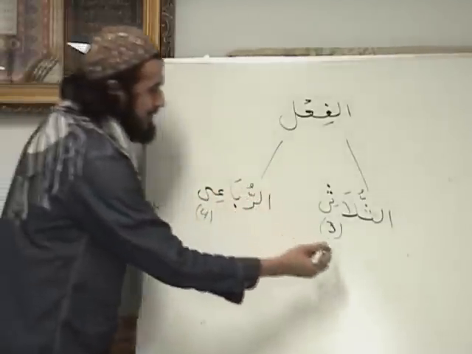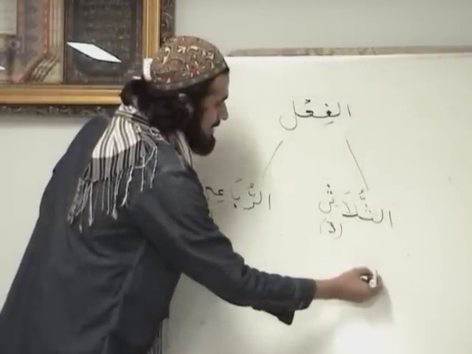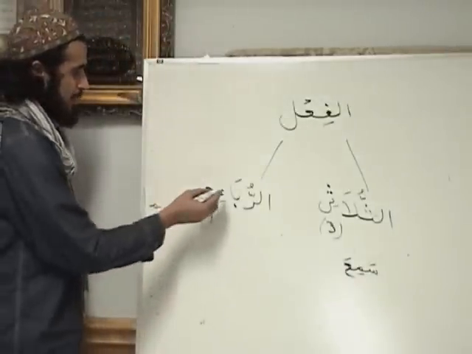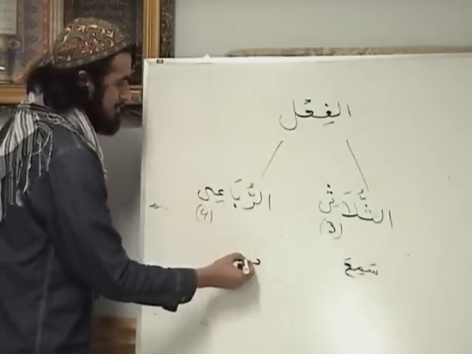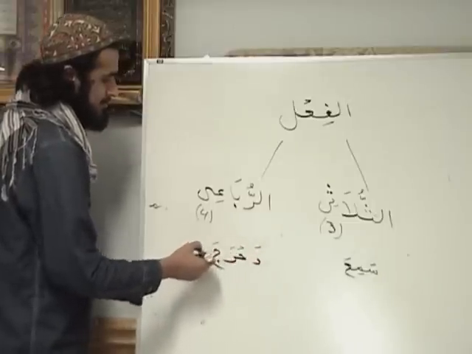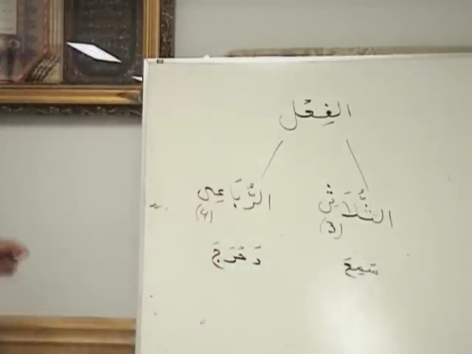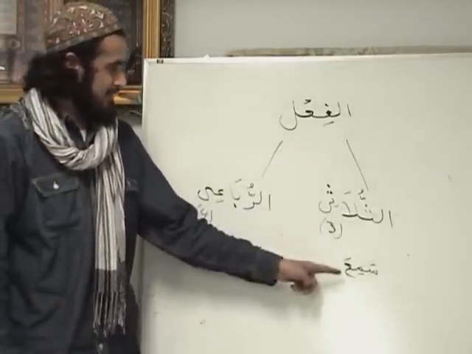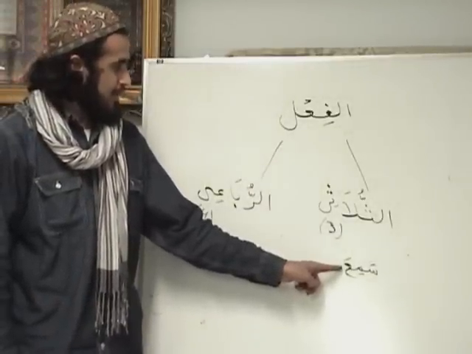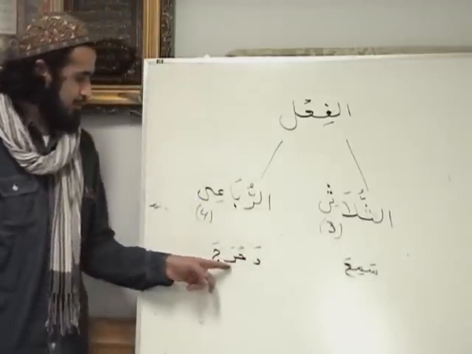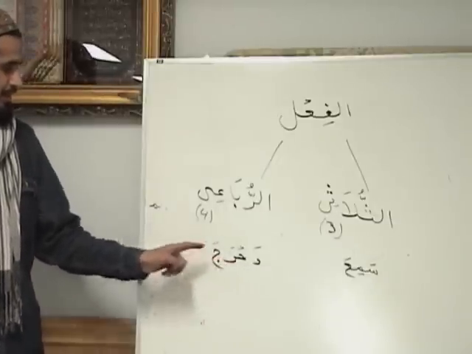An example of this would be سمع. سمع means he heard. An example of al-rubai would be دحرج. دحرج means he rolled. Okay, so here this is a fi'l, this is a verb, shows an action, and it has 3 original letters and no more. Here this is a fi'l which has 4 original letters. Dal, ha, ra, jim.